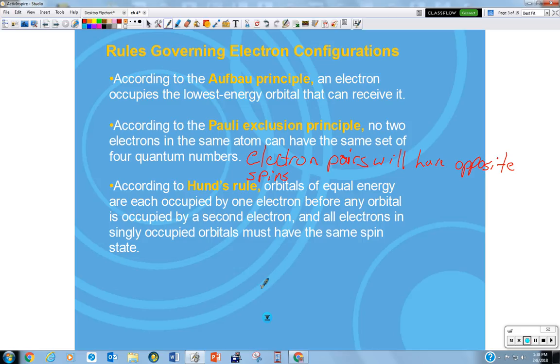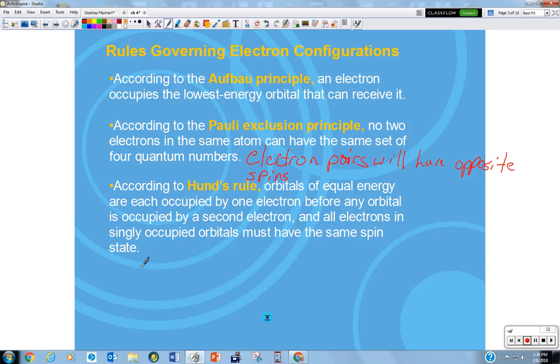Then Hund's rule is the third rule governing electron configuration. Hund's rule basically says that orbitals of equal energy are each occupied by one electron before any other orbital is occupied by a second electron.